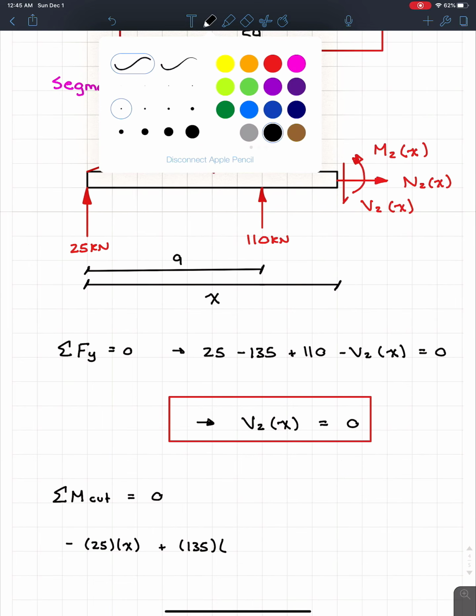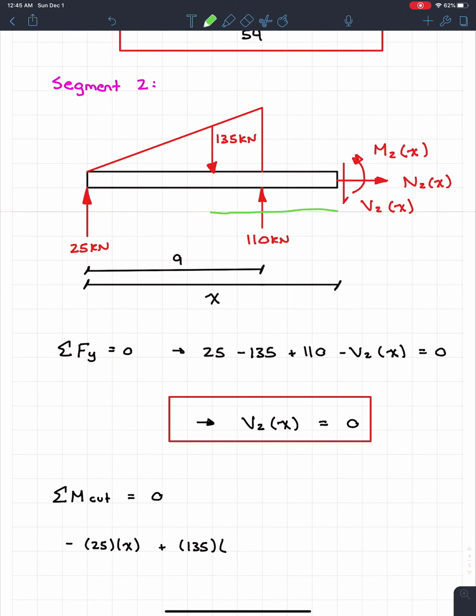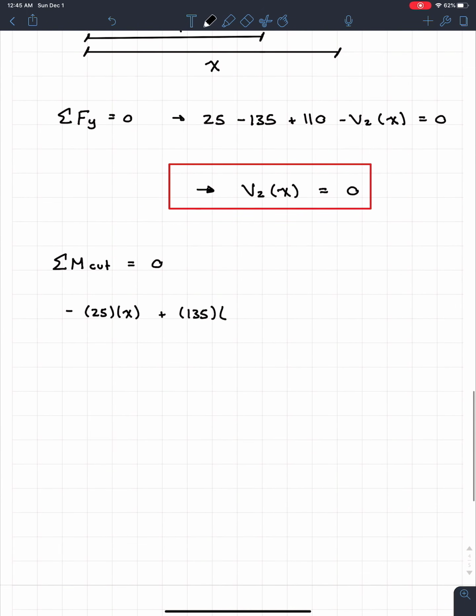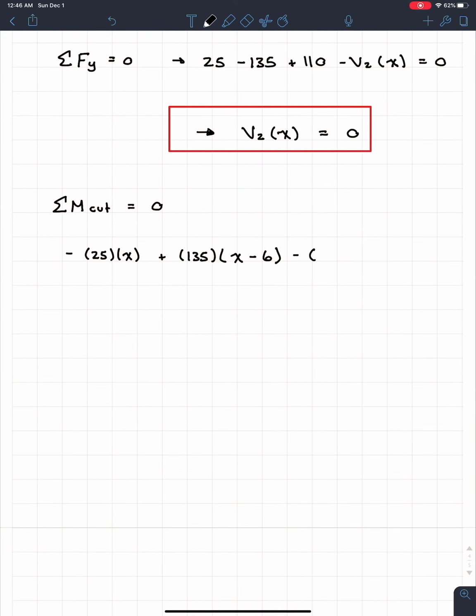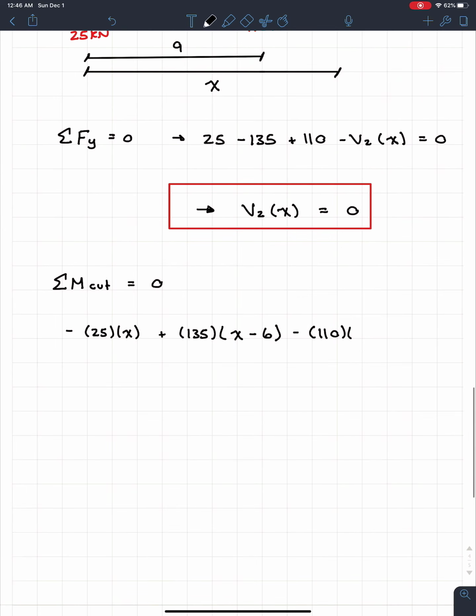And now we got to figure out the distance at which it acts. So right now it acts at this distance right here, and we got to ask ourselves, what is that distance? Well, we know that the distance from the left side to the force right here is 6 meters. So what does that mean? Well, it means that the distance that 135 acts is going to be x minus 6. So now you guys can see why this is going to start getting really, really messy. Come up here, same thing with the 110. It's going to create a negative moment, so we're going to have negative 110, but its distance right now is going to be x minus 9.